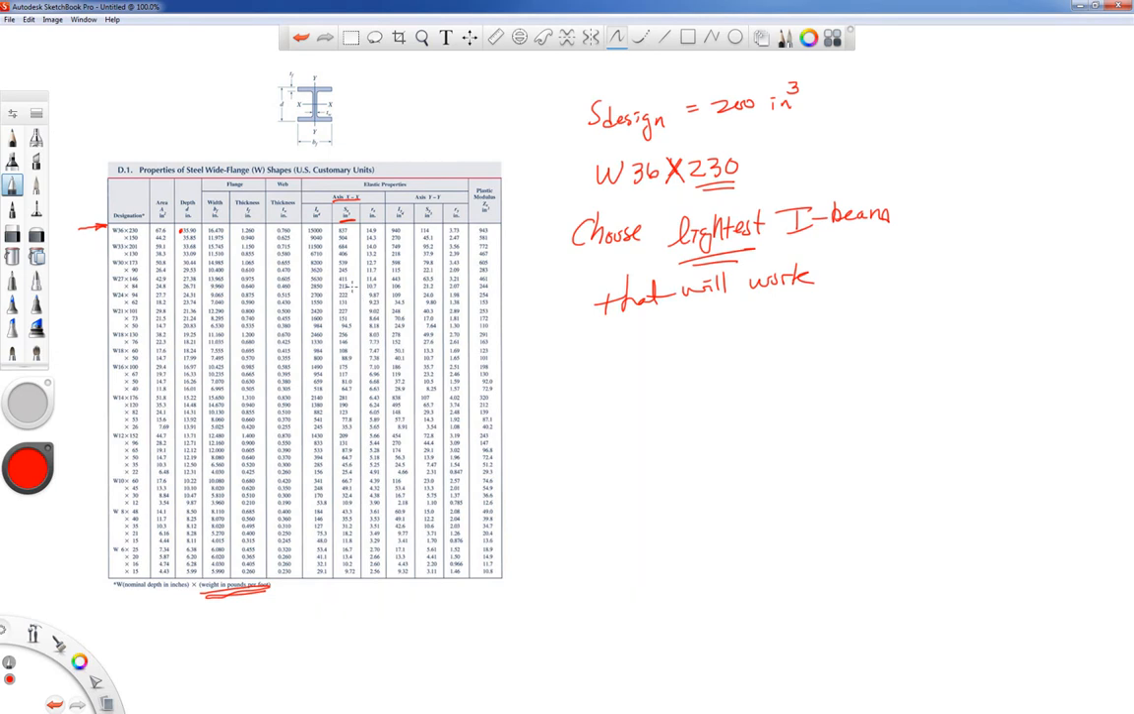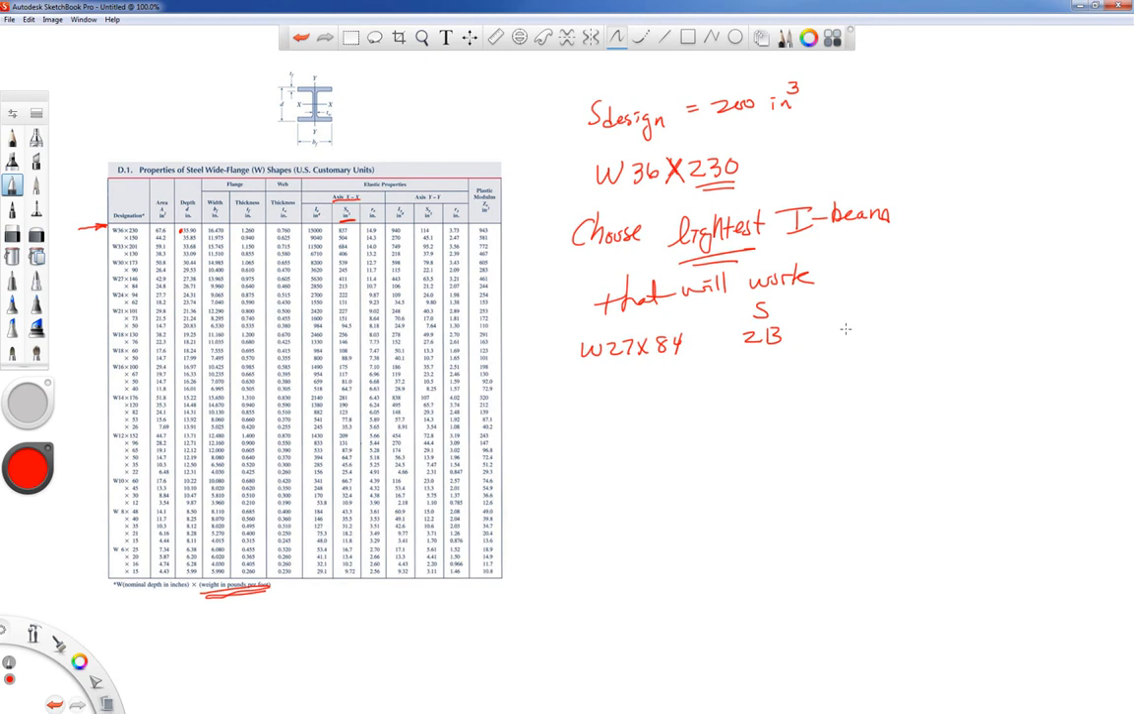Now, we said the 213 here would work, and that's a W27 by 84. Okay. Here's a W24 by 94. That's got 222, but it weighs 94 pounds per foot. So let's check another one. This one will work, 227, but it's W21 by 101. And as we go down this way, here's a W14 by 176. So that's 176 pounds per foot. So that won't work. Here's the W12 by 152. That's 209. So that'll work, but it's heavier than this one.